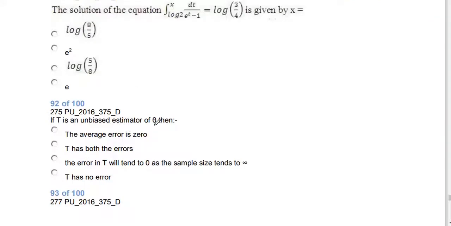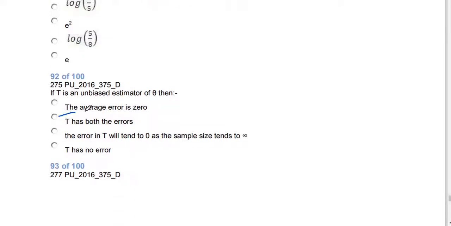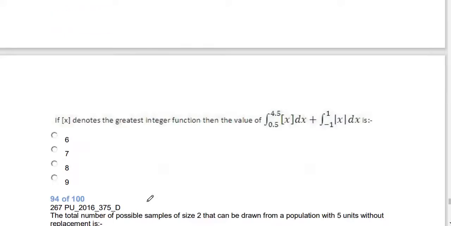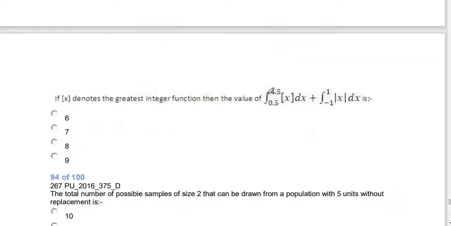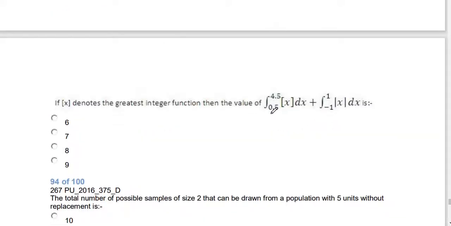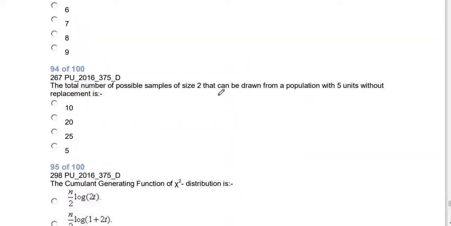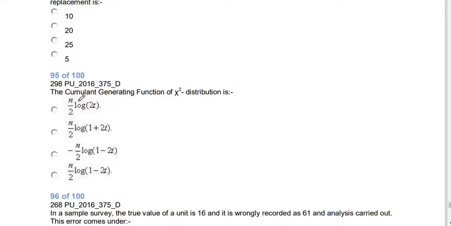T is an estimate of theta, then the average of error is 0. Yeah, okay, you can do this question. You can just take the modulus of x, here you can get the value. Here, for modulus of x you can just take limits from -1 to 0 and 0 to 1. Sample size 2, you can do this also.